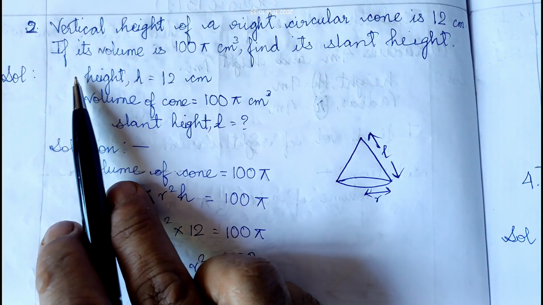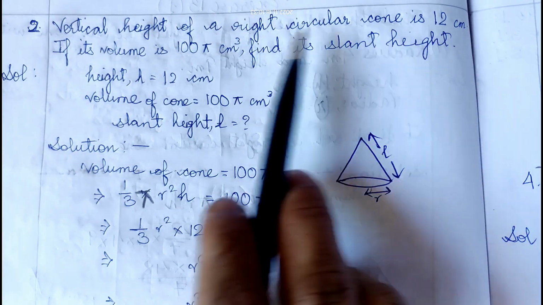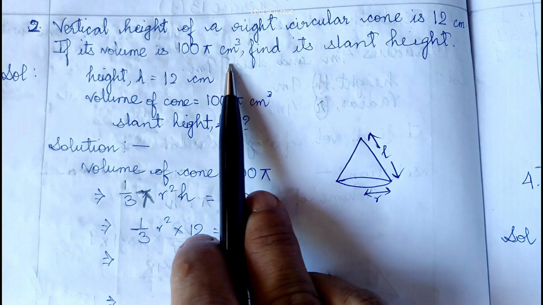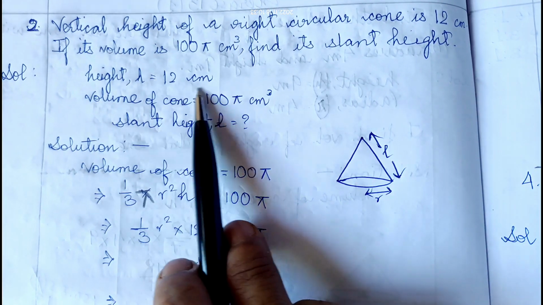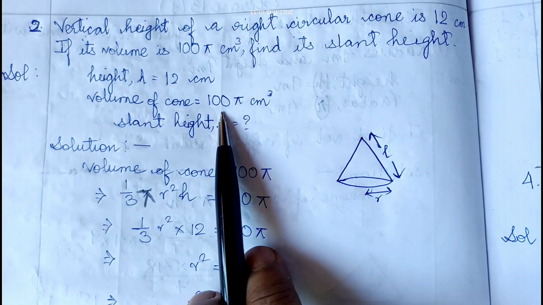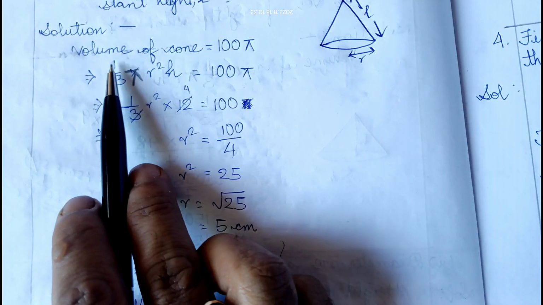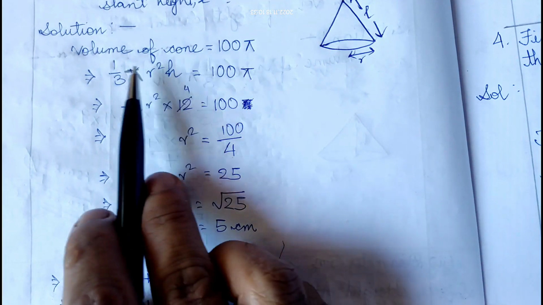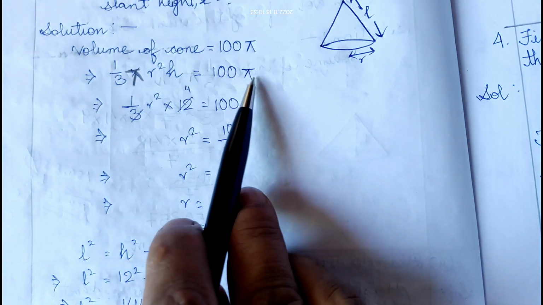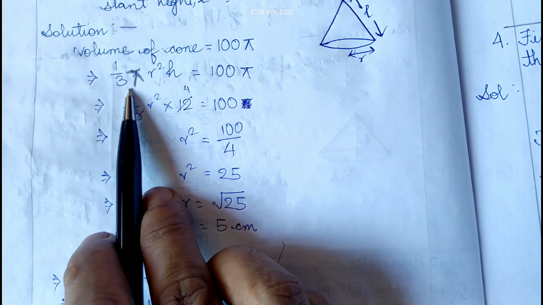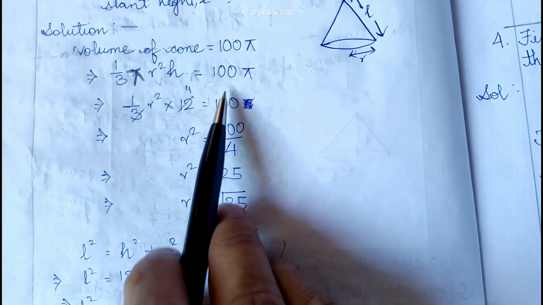In question number 2 of 13F, question is vertical height of a right circular cone is 12 cm. If its volume is 100 pi centimeter cube, find its slant height. Here height h is 12 cm, volume of the cone is 100 pi centimeter cube, and slant height we have to calculate. As given in the question, volume of cone is 100 pi. Volume of the cone formula 1 by 3 pi r square h is 100 pi. So pi and pi can be cancelled from both sides. It will be 1 by 3 r square, height is 12, equals 100.